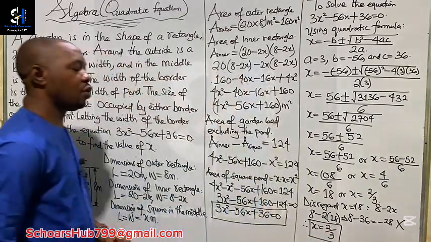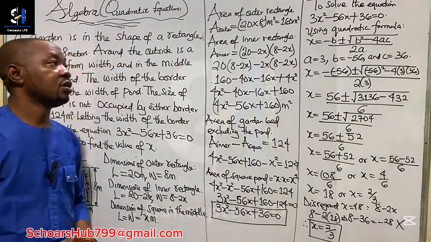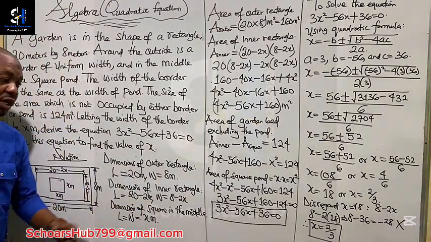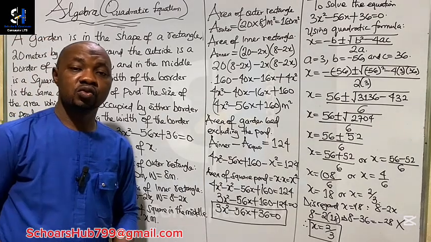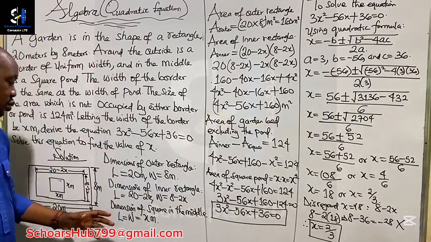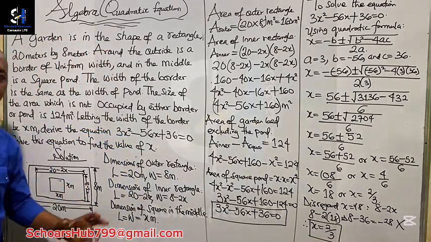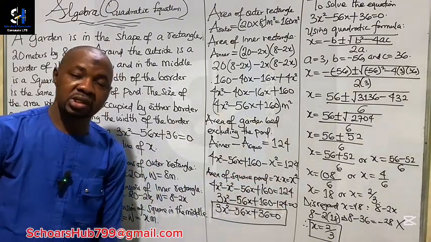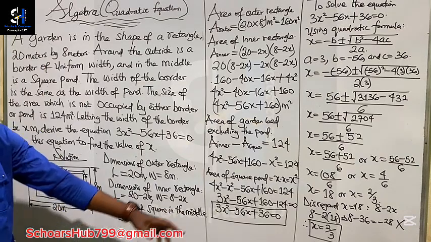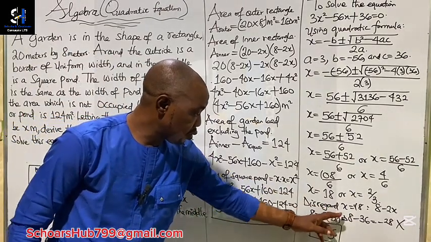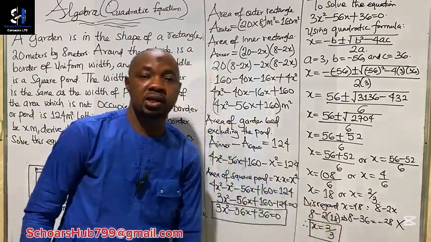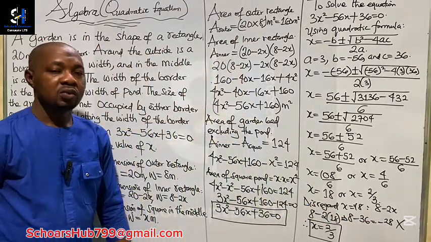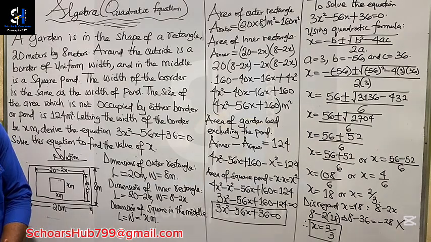That's the value of x. So the value of x in this case is 2 over 3. Disregard the value of x equals to 18, because it won't make any sense. When we substitute x as 18 in 8 minus 2x, then we're going to have negative 28. So that's why I said we should disregard x equals to 18.